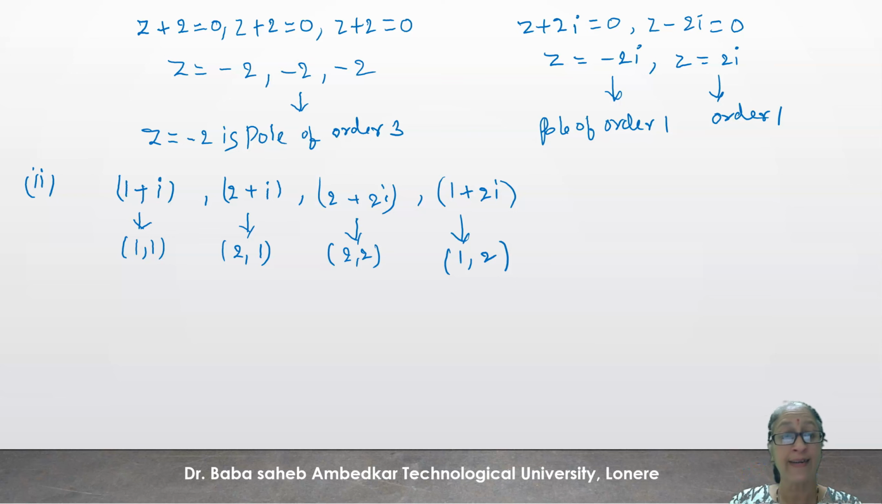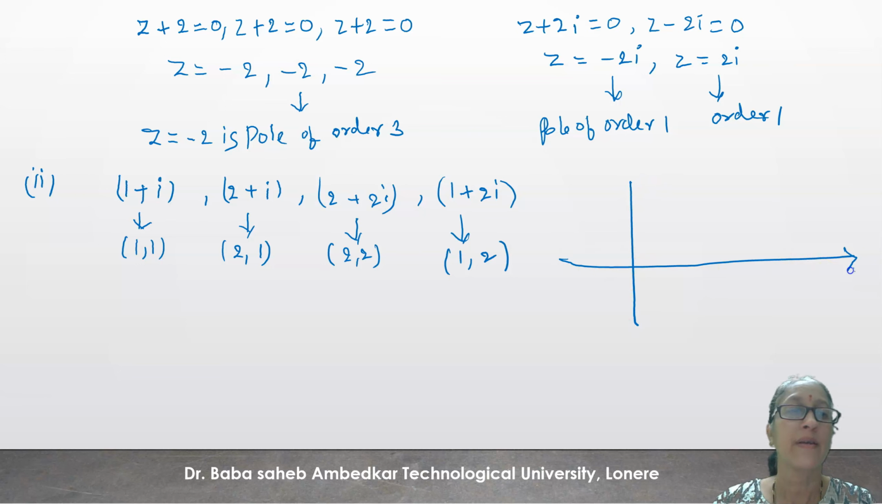So how do you plot a rectangle here? Draw the x-axis and y-axis, here the real axis and imaginary axis. Let us mark 1, 2, 3, 4, 5. This point is (1, 1). And then (2, 1). So (1, 1), (2, 1), then (2, 2).